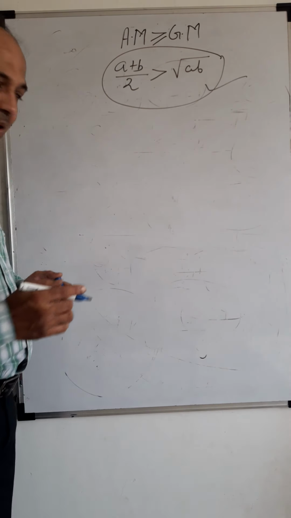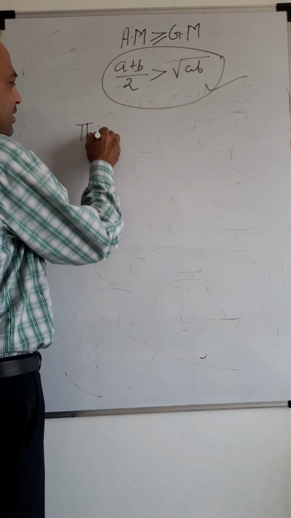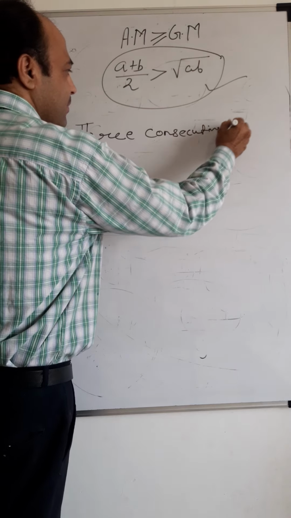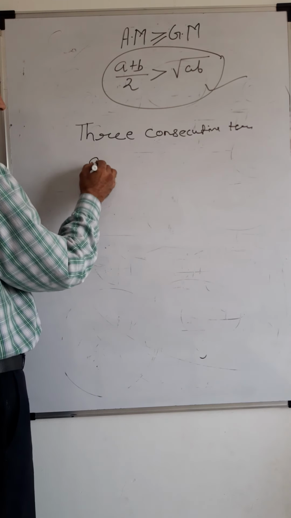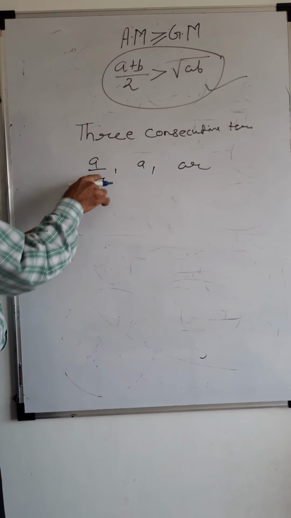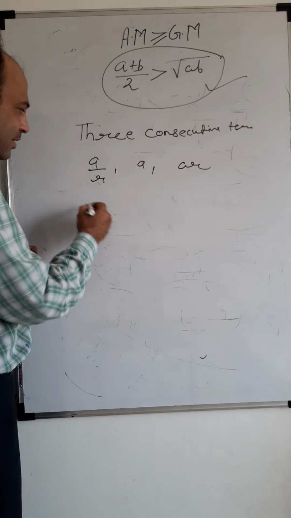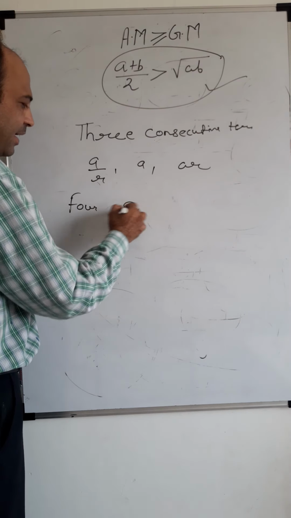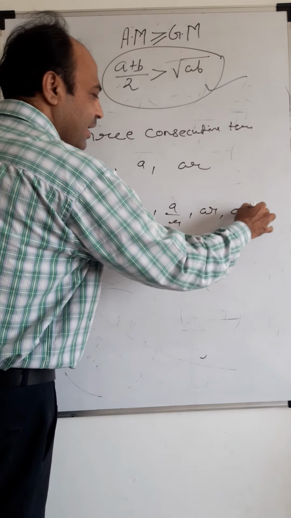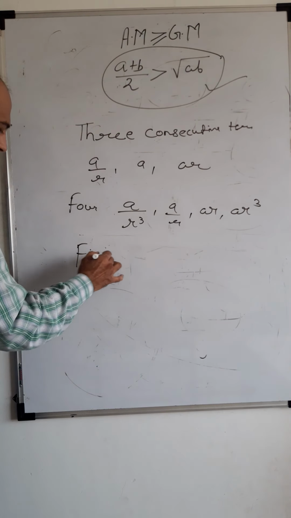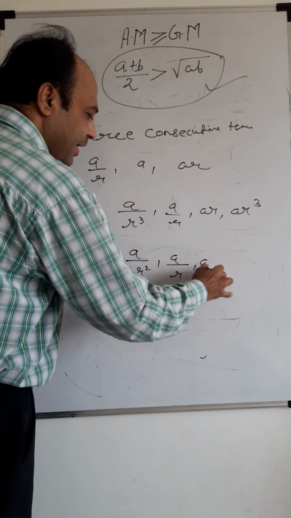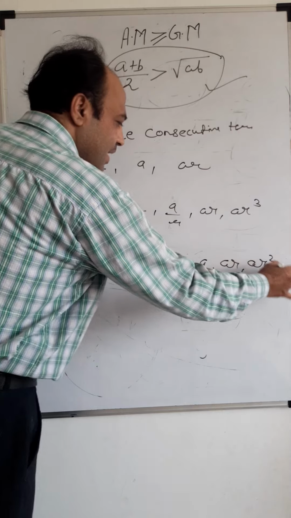In geometric progression also we have 3 conjugative terms: A by R, A and AR. Fine. Here it is A upon R, there it is A minus D. 4 conjugative terms: A by R cube, A by R, AR, AR cube. 5 conjugative terms: A by R square, A by R, AR, AR square.